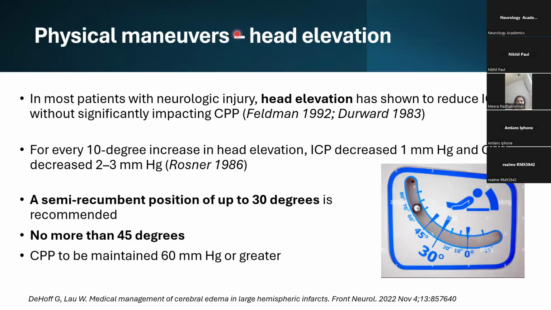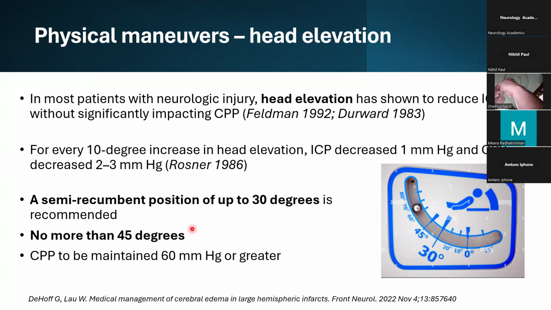So first of all, the physical maneuvers like head end elevation. As I said earlier, it is to ease the venous outflow, so that if the venous outflow is increased, the total blood in the brain reduces and it reduces the ICP. There has been evidence for more than 30 years that head end elevation reduces the ICP without significantly reducing the cerebral perfusion pressure. And what they say is for every 10-degree increase in head end elevation, the ICP decreased by 1 millimeter of mercury and the cerebral perfusion pressure decreased by 2 to 3 millimeters of mercury.